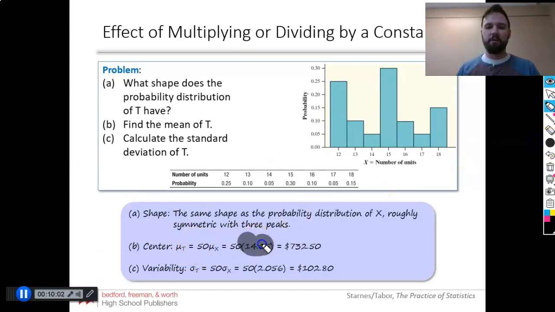So that was our average. I'm going to times it by how much per credit hour. So I get the average of $732.50. So our original variability was that. I just times it by 50, and I get my new variability. Okay? You know what it is.